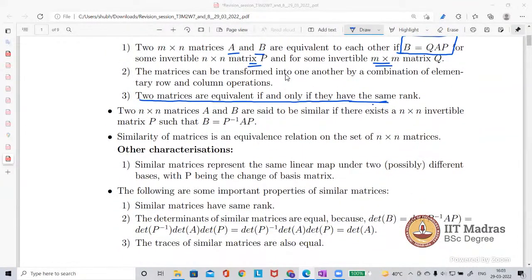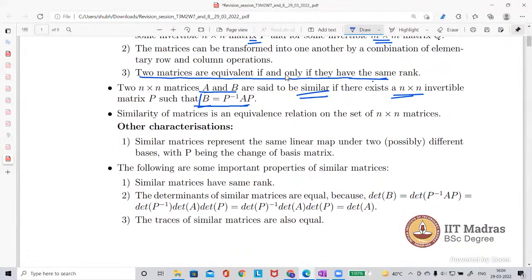Now the next is similarity. A is similar to B if there exists an invertible matrix, where both A and B are square matrices of order n. So A is said to be similar to B, or B is similar to A, if there exists an invertible matrix P such that B can be written as P inverse times A times P. The property of similar matrices is very similar to equivalence: the rank will be the same for both matrices.